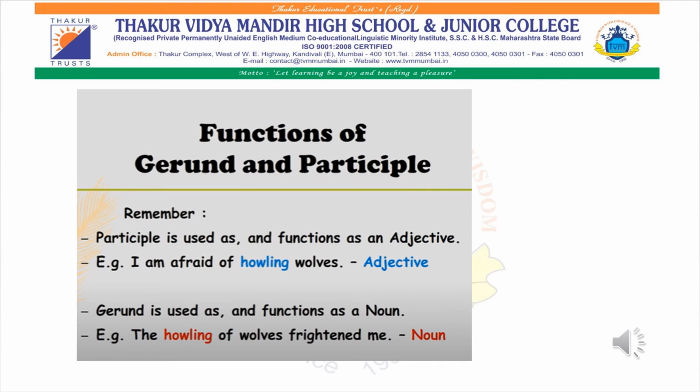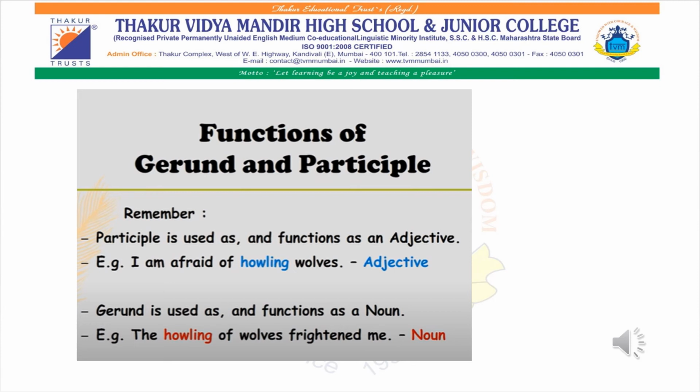We shall see in the first example. I am afraid of howling wolves. Over here, howling means cry. Now it is telling us this particular sentence has an ongoing action. It is a continuous action. He is afraid of wolves, of howling wolves. So we see that it is an adjective, telling more about the noun wolves.